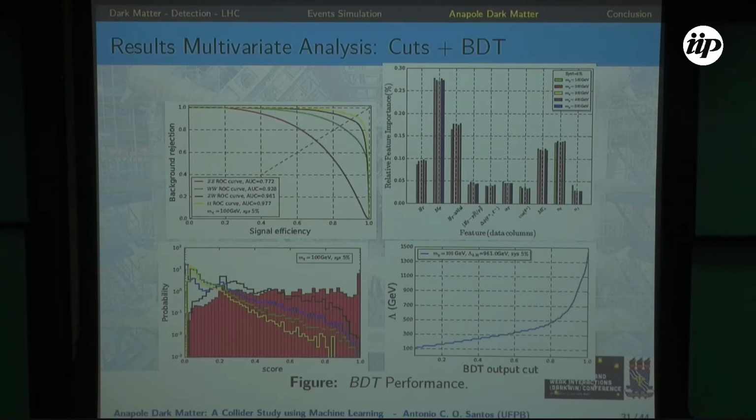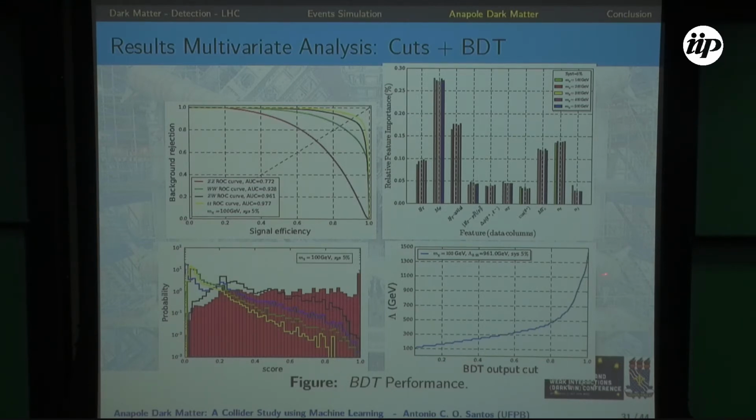This is the reason why if you exclude these not so important variables, the results got worse. And this is the physical part of the analysis: the cutoff energy that the LHC can probe in relation with this score variable here.